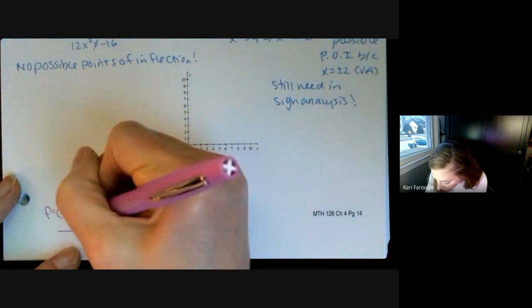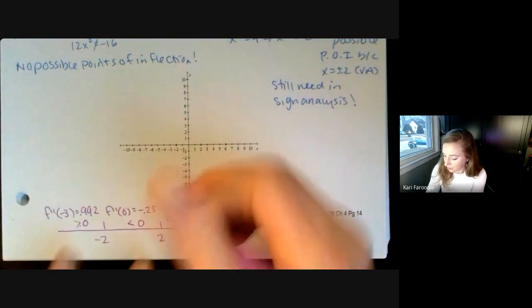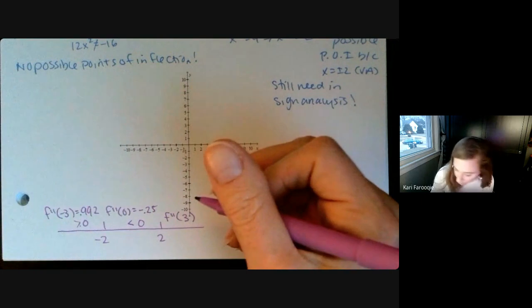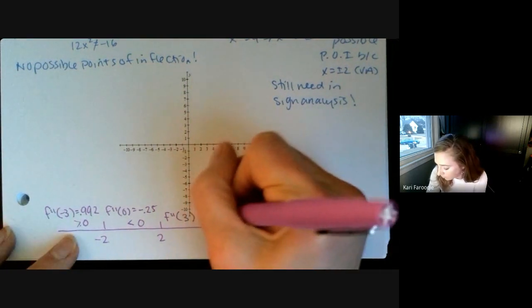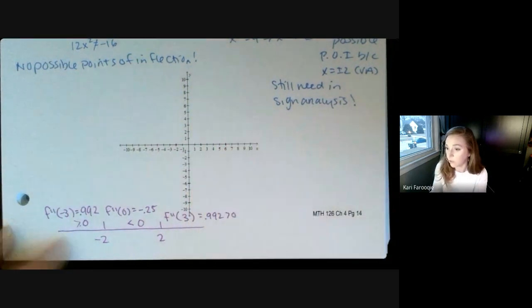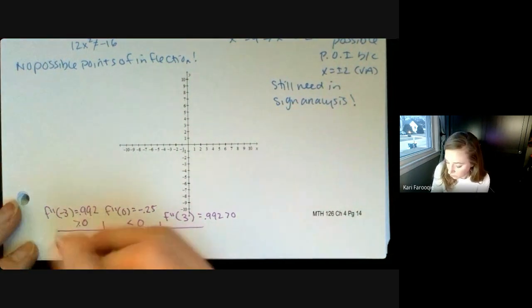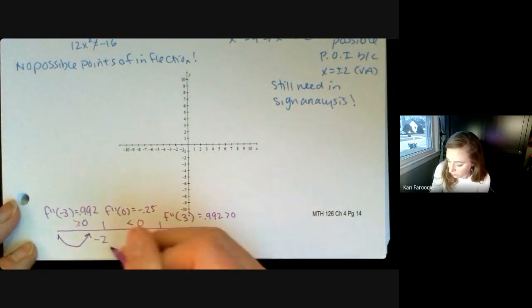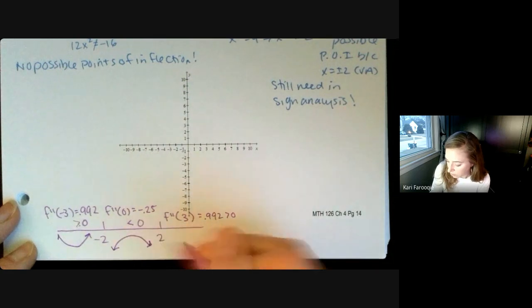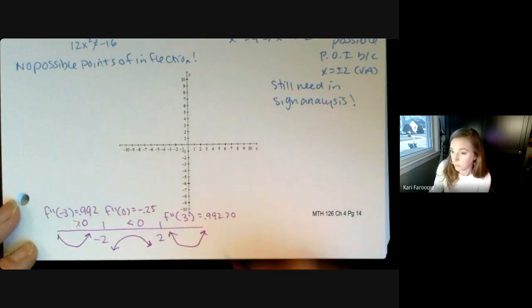This is greater than 0. And then at 3, it was 0.992, which is greater than 0. So for concavity, if this value is greater than 0, it means concave up. If it's less than 0, it's concave down. And then again, it's greater, it means concave up.